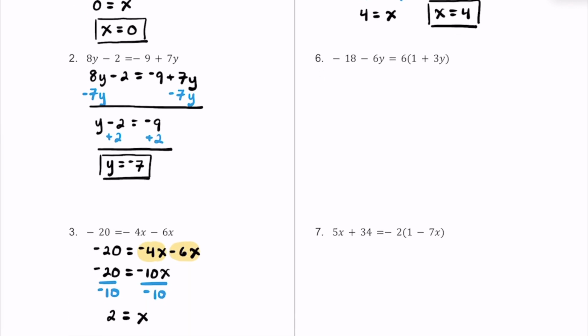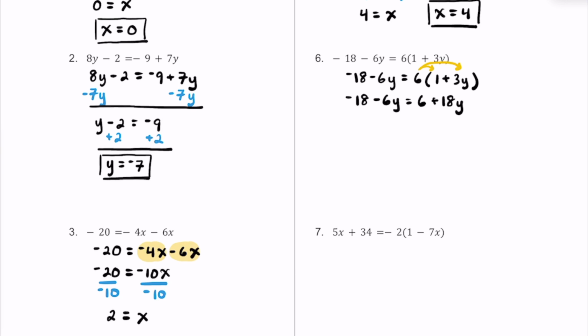For number 6, we have negative 18 minus the 6y on the left side. And on the right side, we have the 6 multiplied by the quantity of 1 plus 3y. All right, so we can't combine any like terms on the left side. On the right side, it looks like we can't either, but we can distribute the 6 to both of these terms inside here. So if we do that, we're going to get negative 18 minus 6y is equal to, and then 6 times 1 is 6, and then 6 times 3y is going to be 18y.